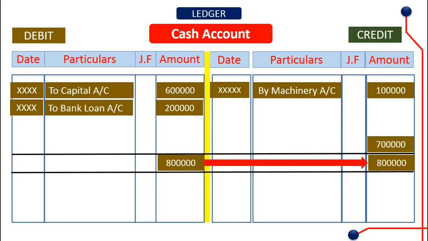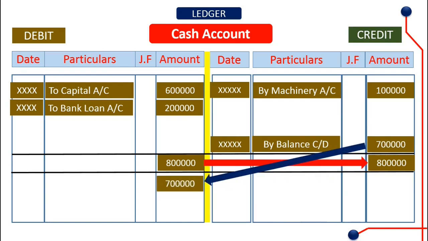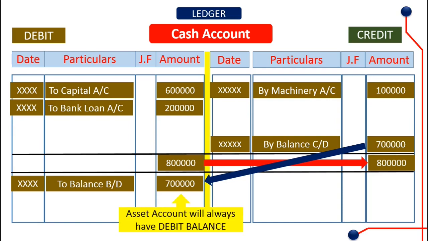This rupees 7 lakh is the balancing figure and is written as by balance c/d at the end of the accounting period. This same balancing figure is transferred to the opposite, or here debit, side in the beginning of the new accounting period. This is called the opening balance of the ledger and is denoted as to balance b/d. A pertinent point to remember is that an asset account will always have a debit balance in the beginning of a new accounting period. So we just learned how to make entries in the ledger accounts.